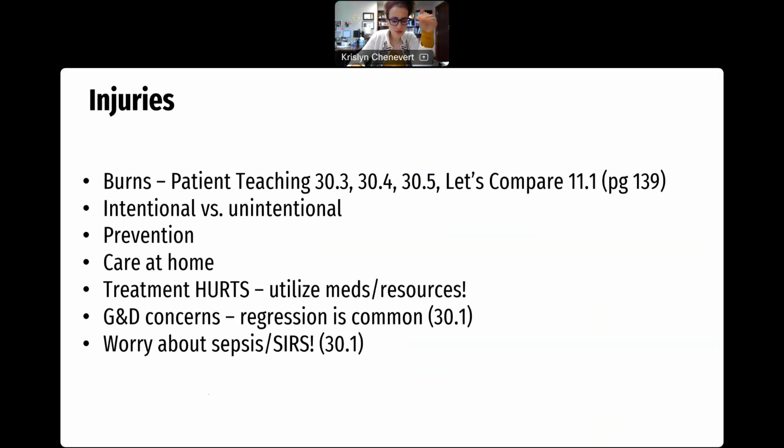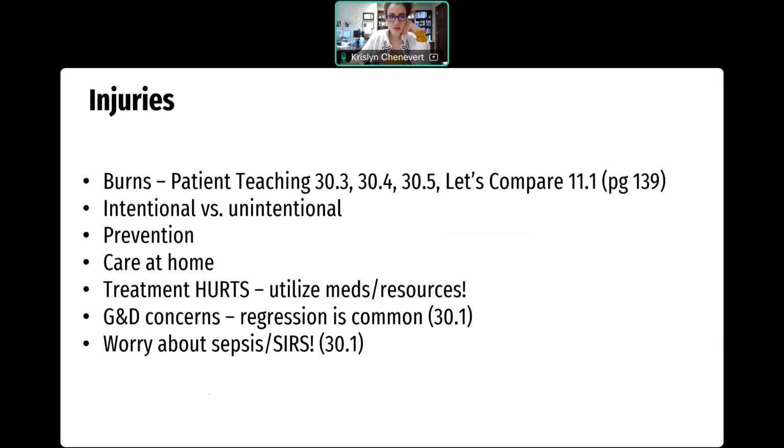Then educational topics like prevention and care at home. Inpatient wise, please realize that treatment for burns hurts. So we want to be utilizing adequate pain medications, pharmacologic and non-pharmacologic interventions, and also utilize your resources like child life and distraction, all that good stuff. Regression is also really common in regards to growth and development if a child's having to be admitted to be treated in a burn center or something like that. So we want to be on the lookout for that, and also give the parents anticipatory guidance for that as well.